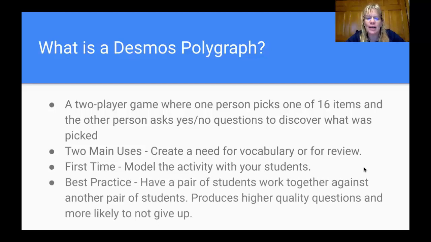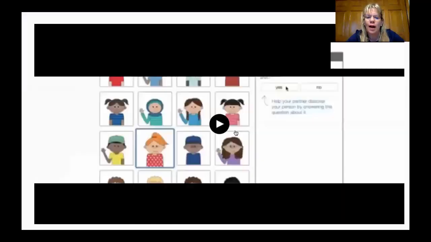And my recommendation for a best practice is to have a pair of students work together and play against another pair of students. I've experienced this in my classroom where my students will ask better questions and they're more likely to not give up when they're working with a partner. So what does a polygraph look like?